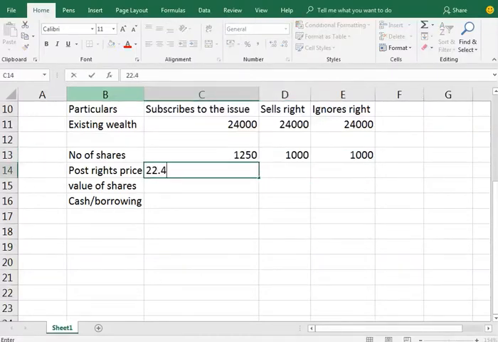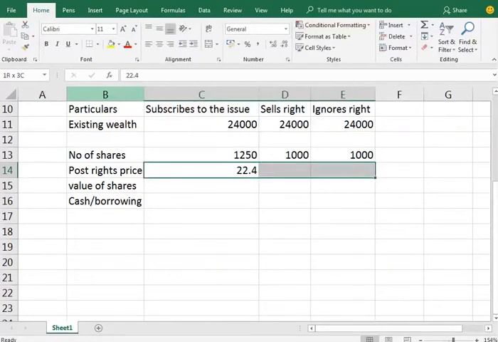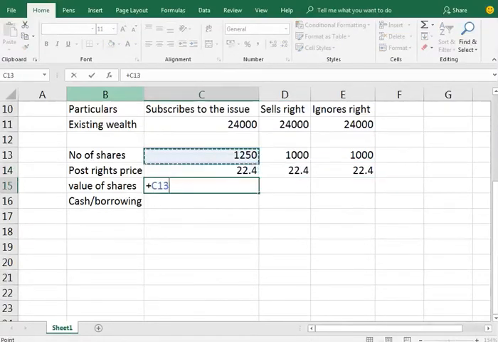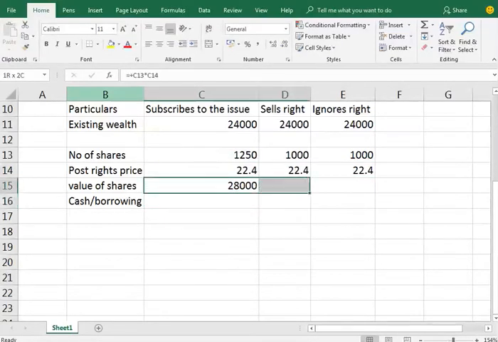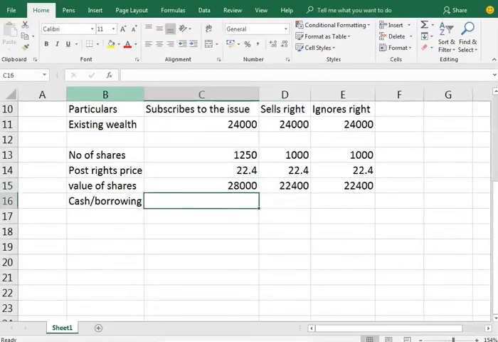This will be 22.4 irrespective of the scenario, because this is what we have calculated. Your post rights price has to be 22.4. Value of the shares is this much. Now in this scenario, I will have to borrow money from someone, because I don't have money. My net worth was 24,000. That's the only thing I had. So here I have to buy 250 shares.